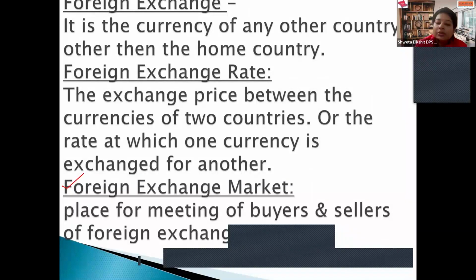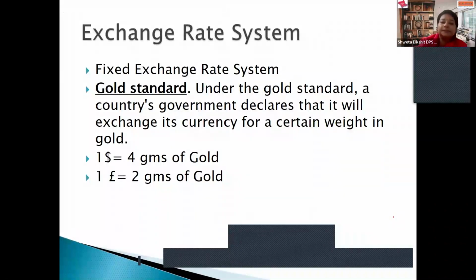This is not a physical place, but it is a place where the buyers and sellers are present. Long back it was all about meeting and contacting, but now it's not so, because everything can be done on a phone call also. So the foreign exchange marketplace is where all the buyers and sellers are present for the exchange of foreign currencies.